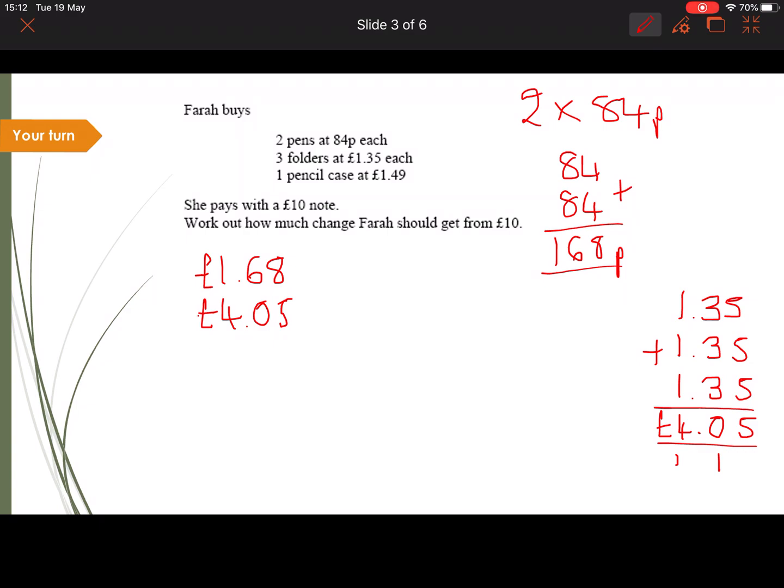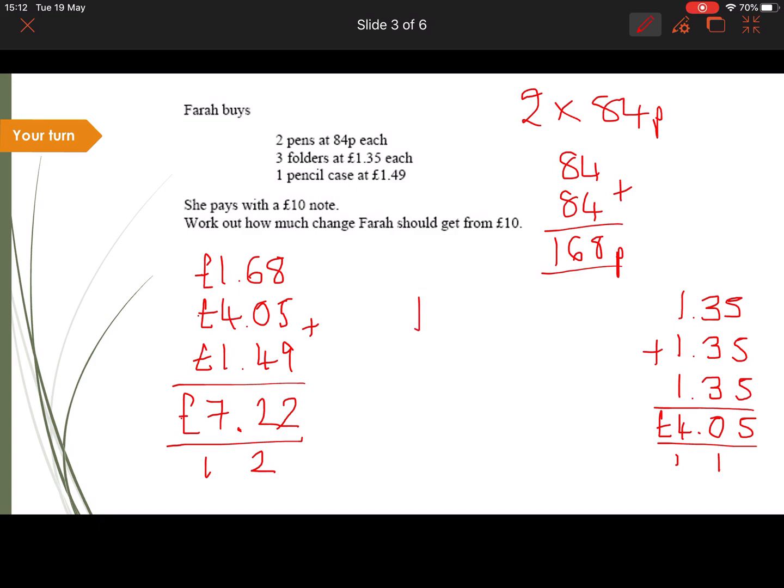Finally, she buys a pencil case at £1.49, so I can add that onto her bill and I need to add this. 9 plus 5 is 14, and 14 plus 8 is 22. 6 plus 4 is 10, plus the 2 that I carried is 12. 1 plus 4 is 5, plus 1 is 6, plus 1 that I carried before is 7. So now I know that Farah has purchased £7.22 worth of products.